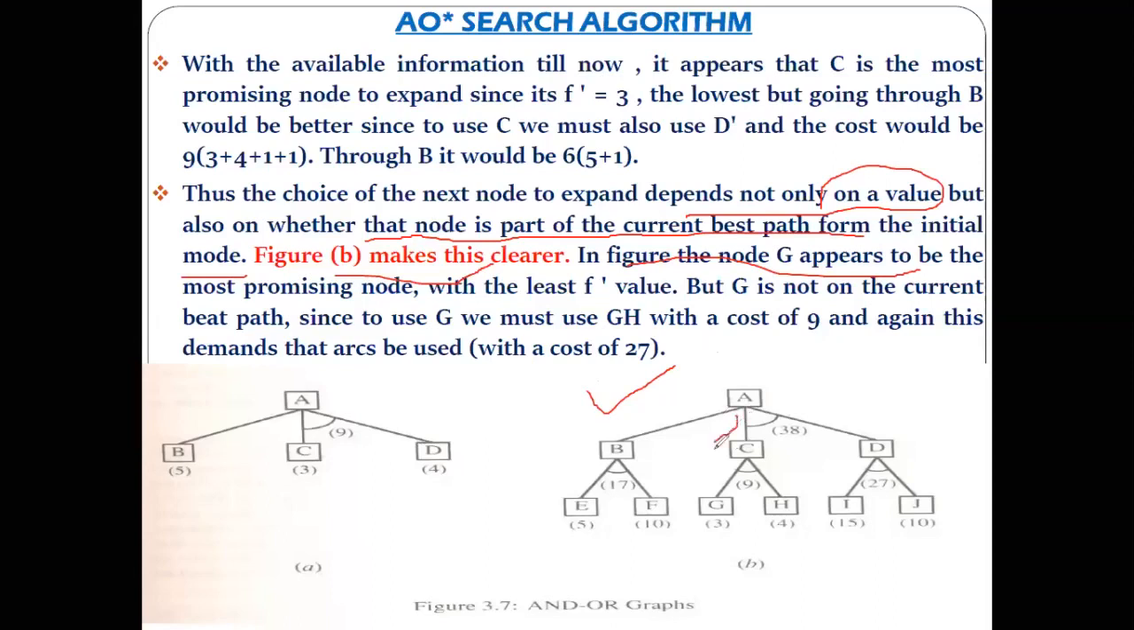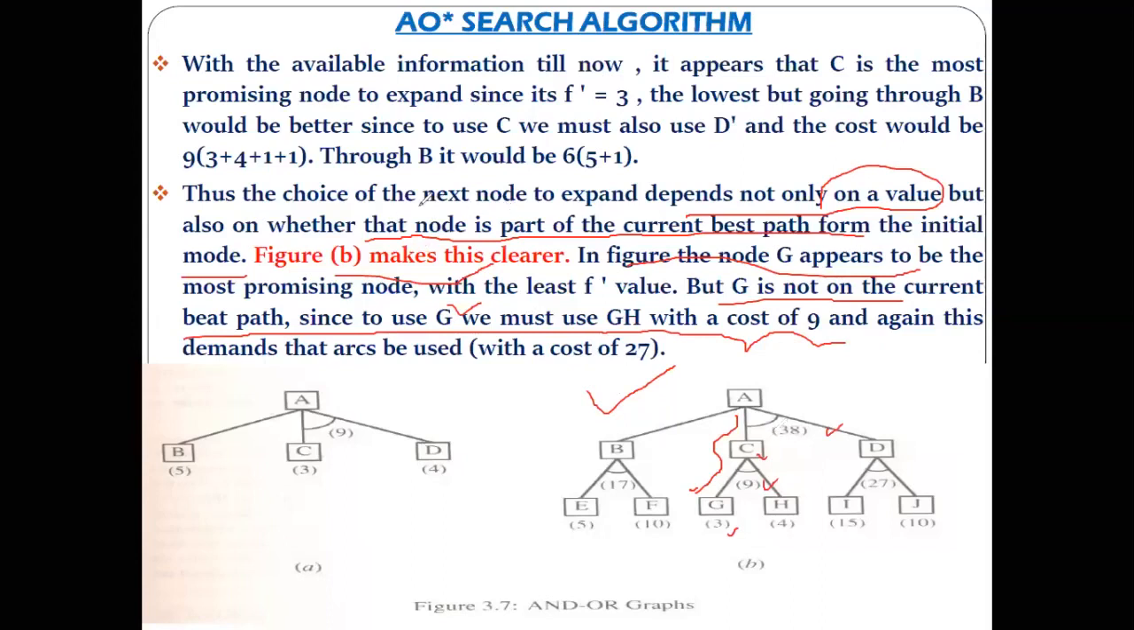Initially, by observing this, you can definitely say A-C-G, because G has the less cost here. But G is not on the current best path. Why is it so? Because if you apply the property of the AND-OR graph here, in order to utilize G, you have to utilize H also. And if you are utilizing C, you need to utilize this also because this is being joined, and definitely its cost will be more.